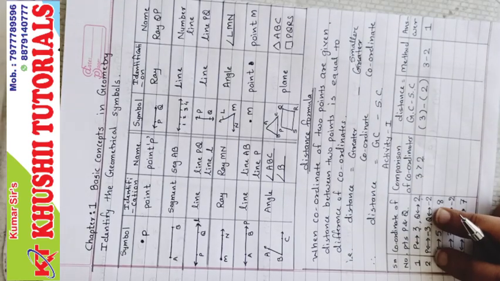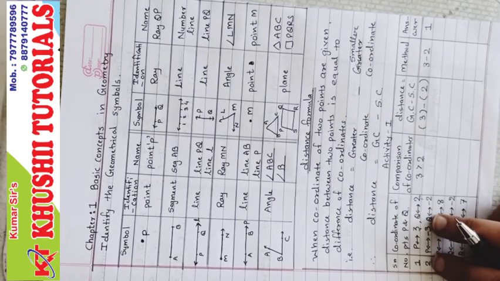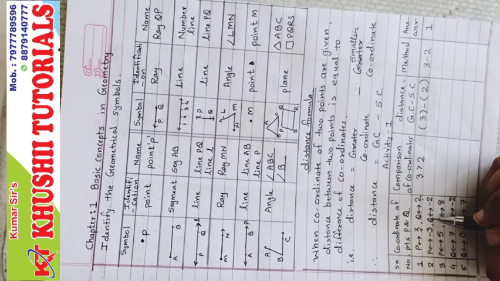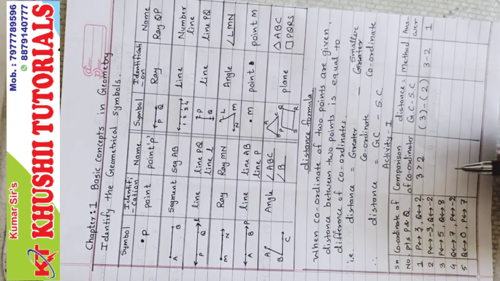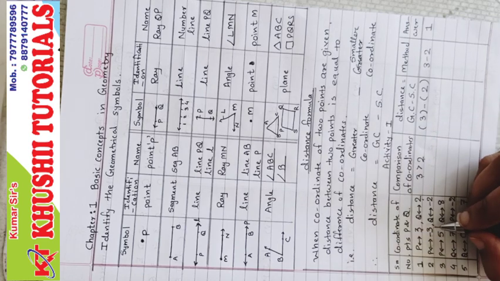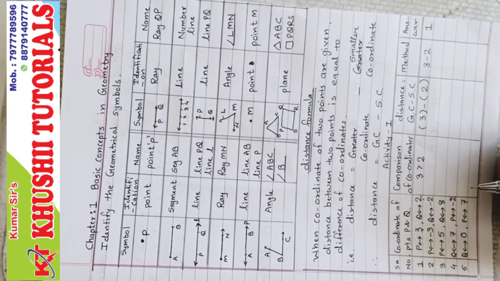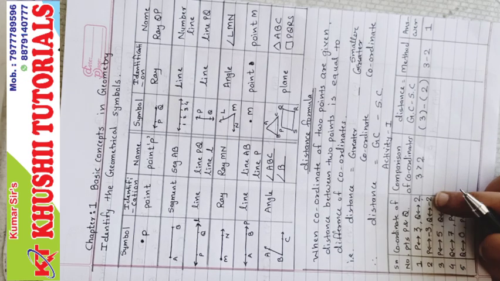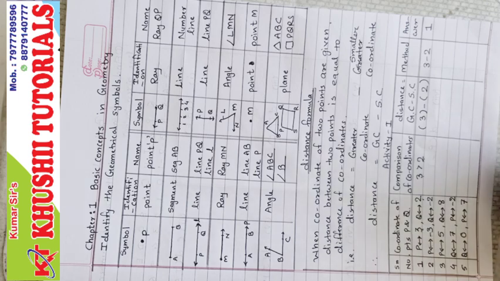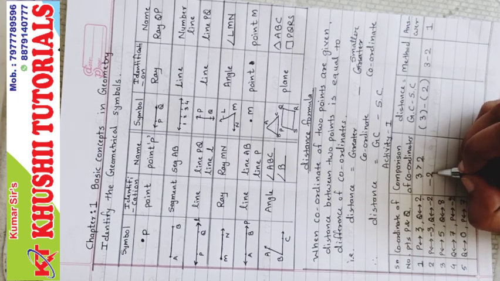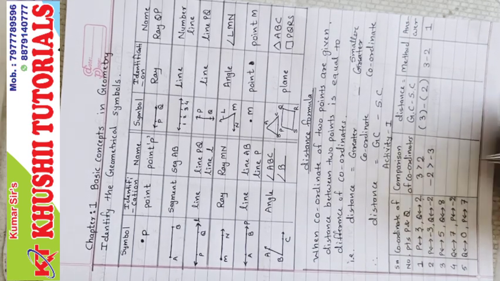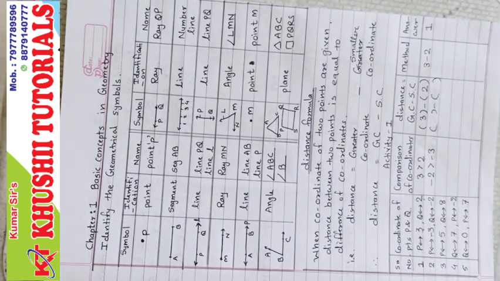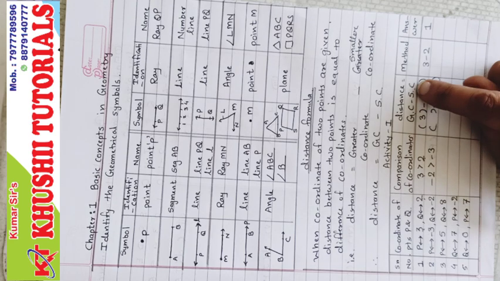The next. Now the coordinates of P and Q have been changed. P is minus 3 and Q is minus 2. Now compare minus 3 and minus 2. What is greater? When both numbers are negative, the number which is smaller in magnitude is actually greater. So minus 2 is greater than minus 3. So now distance equals greater coordinate minus smaller coordinate.